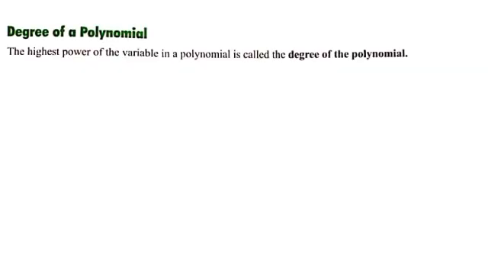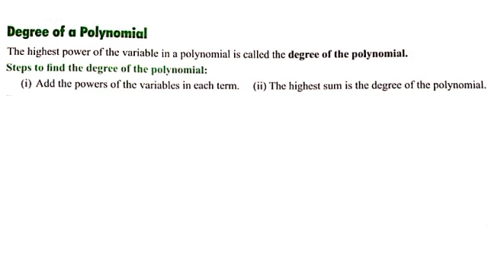Degree of polynomial. The highest power of the variable in a polynomial is called the degree of the polynomial. Steps to find the degree of a polynomial: add the powers of the variables in each term, and the highest sum is the degree of the polynomial.